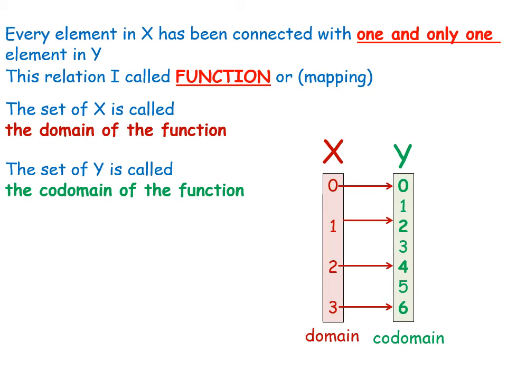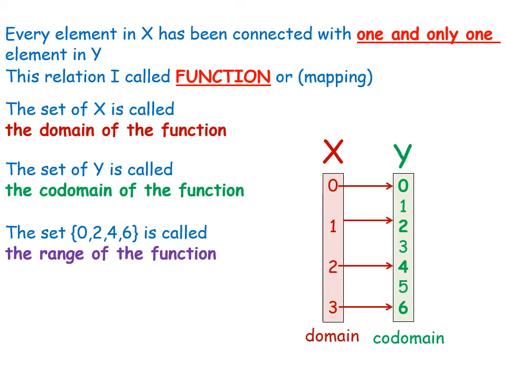These four elements are called the range of the function. So the range is the set 0, 2, 4, and 6. And it's called the range of the function. So now for the function I have three names. I have the first set called domain, the second set called codomain, and the second projection in every ordered pair in the function is called the range.